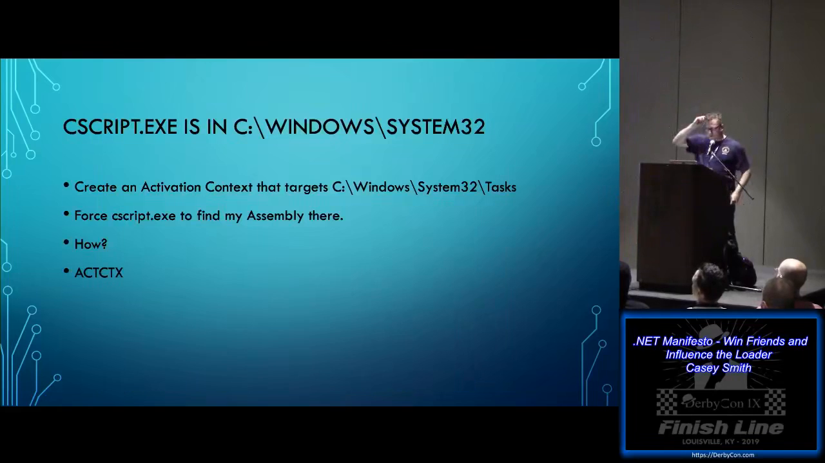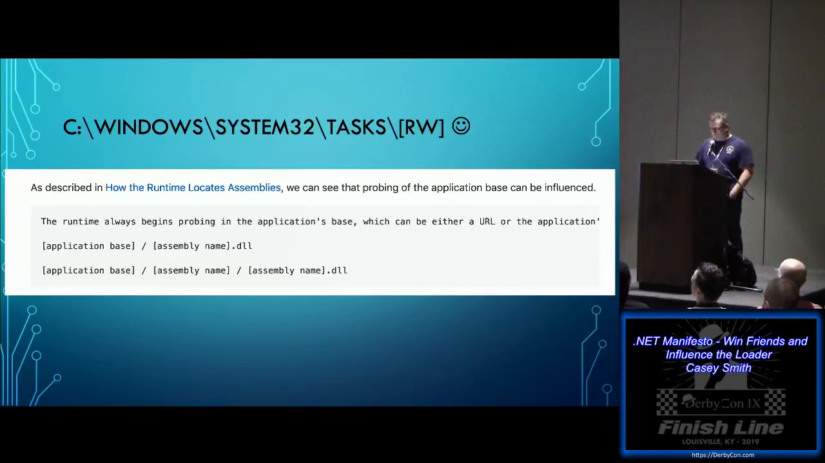Okay, so it's interesting because cscript is in the System32 directory. I don't have write access to System32, or do I? And so how would I force cscript to find my assembly? Well, we're going to use activation context to do that. So it turns out, if you look at the documentation, that System32 tasks is a read-write folder for any user.